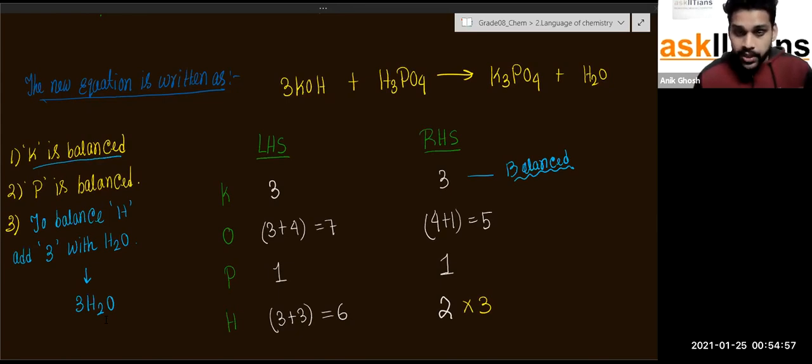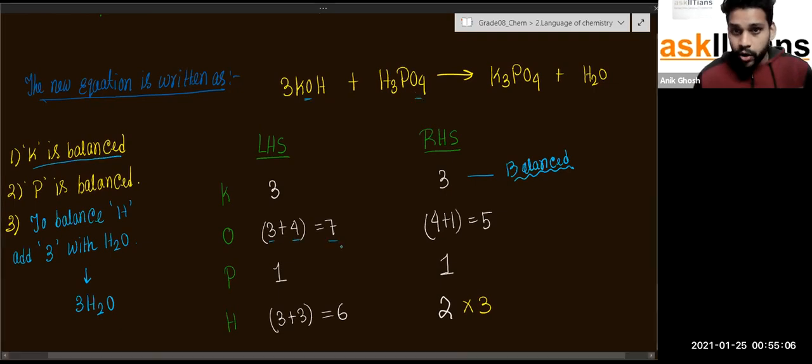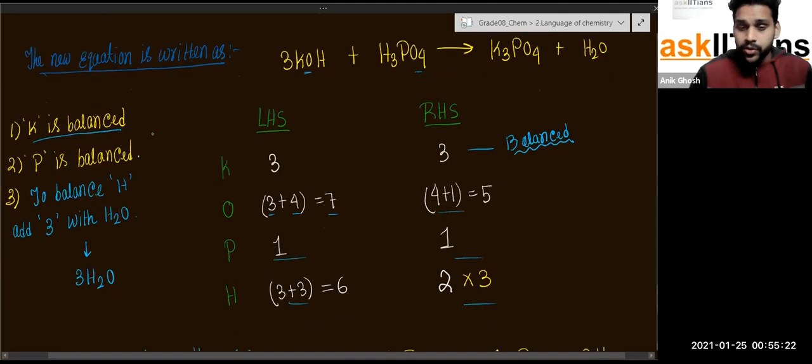So the oxygen, how many oxygens are there? I have 3 oxygen with KOH here and 4 oxygen here. So 3 plus 4, total 7 oxygen. Got it? Similarly, you write all these things in that manner only. Now, what is unbalanced over here? Potassium is balanced. Phosphorus is also balanced, right? So we need to balance hydrogen.